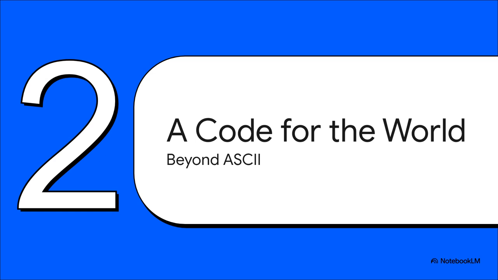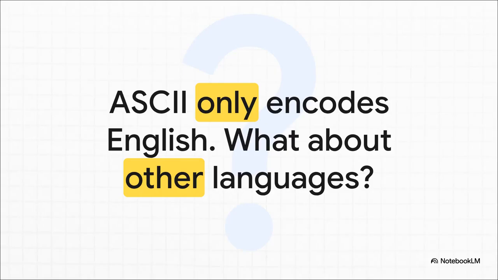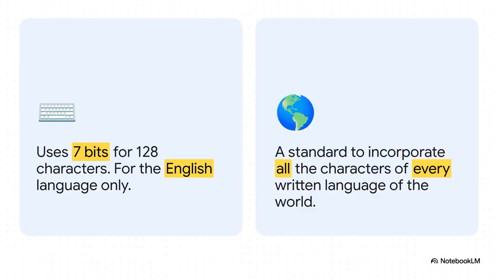Right. So as computers and the internet started to take over the world, it became super obvious that 128 characters just wasn't going to cut it. Not even close. We needed a much, much bigger dictionary. I mean, think about it. What happens when you need characters for Spanish or German, Russian, Hindi? There was just no way that the 128 little slots in ASCII were going to be enough to handle every single character from every written language on Earth. So the problem was crystal clear. ASCII's 128 slots were just a drop in the bucket.